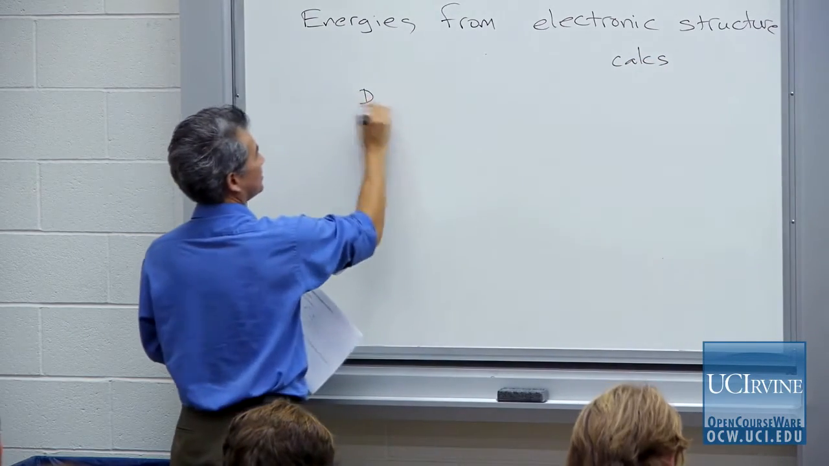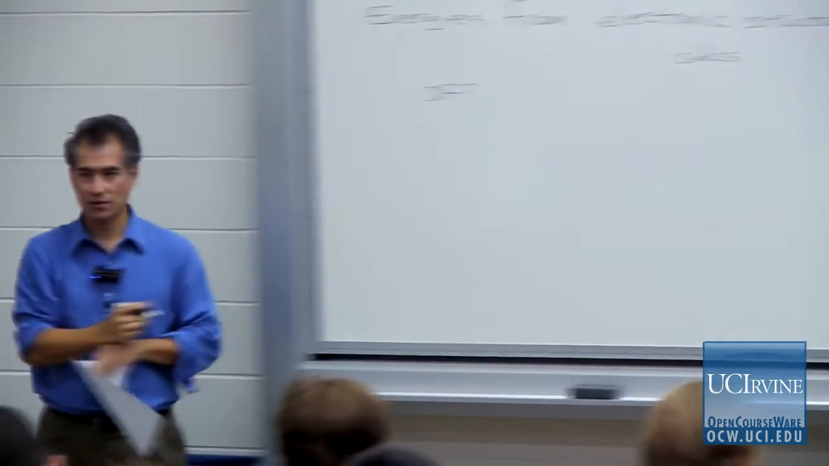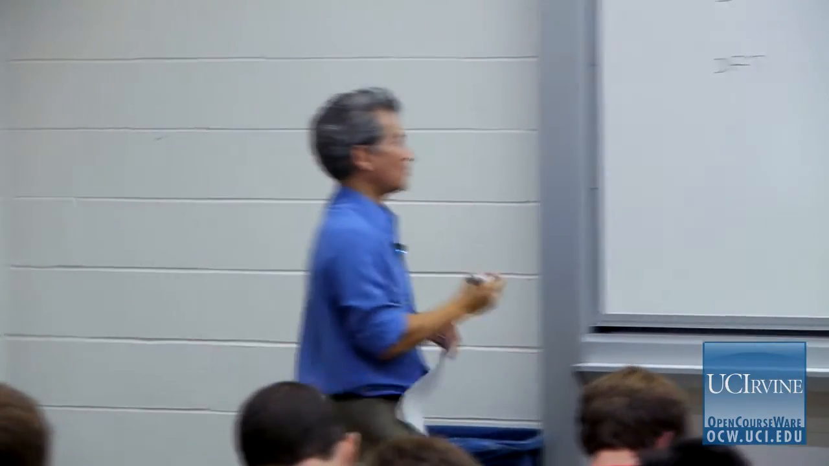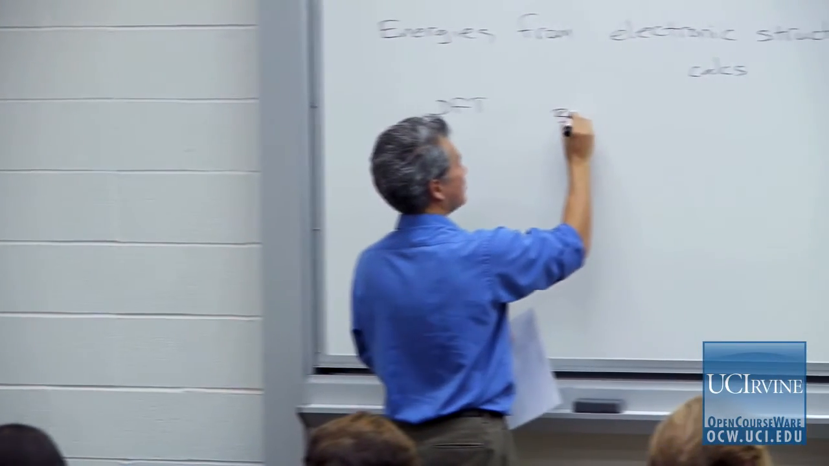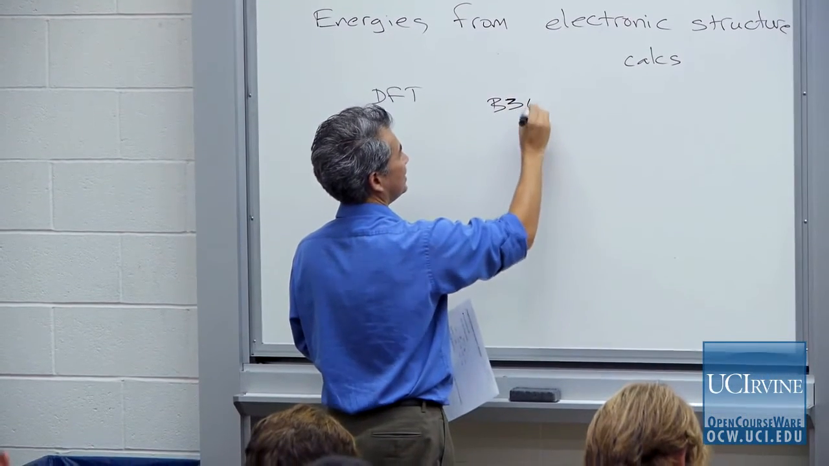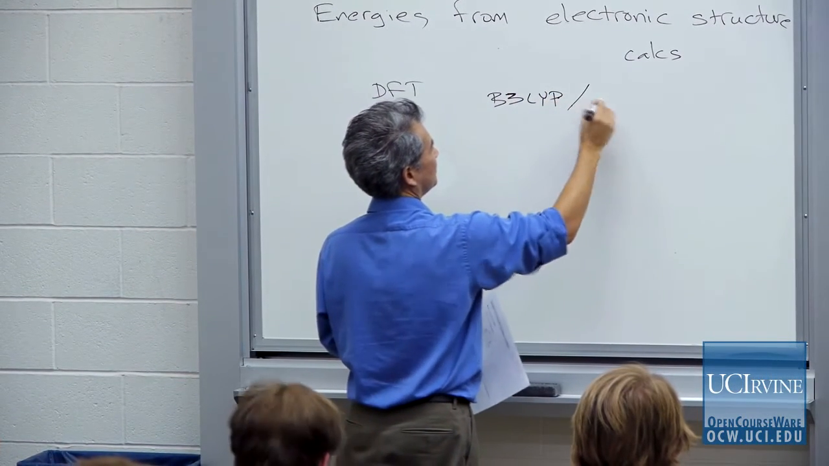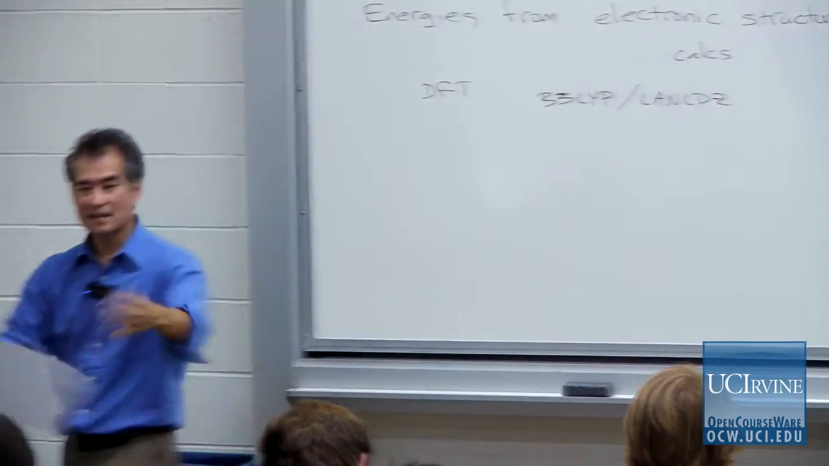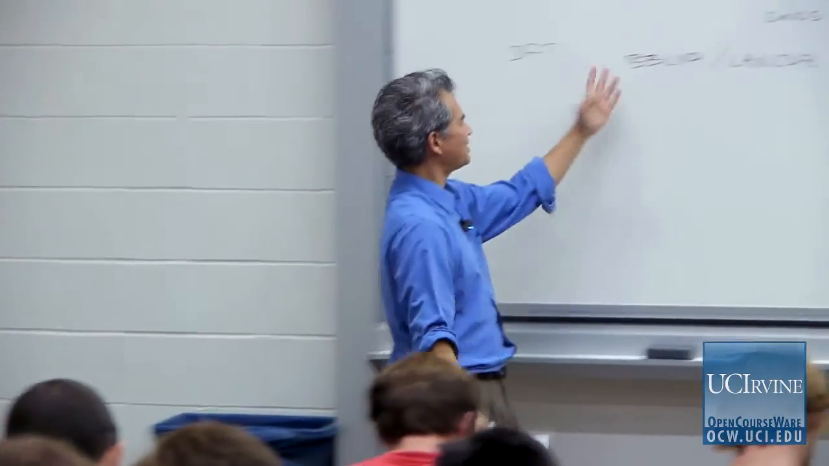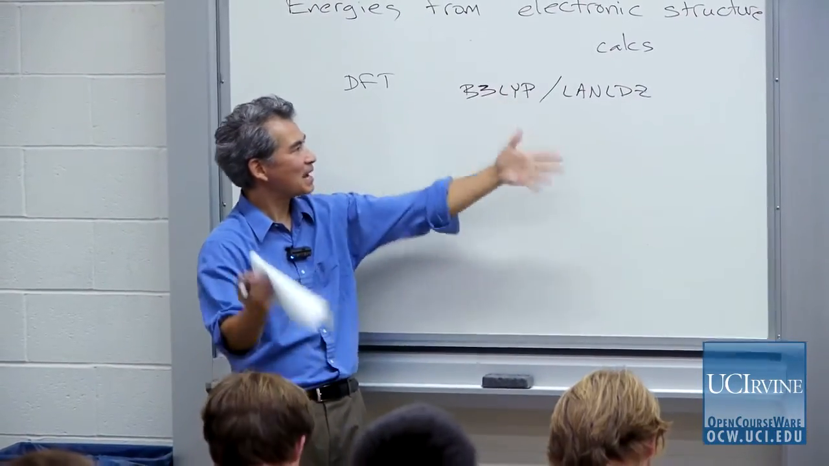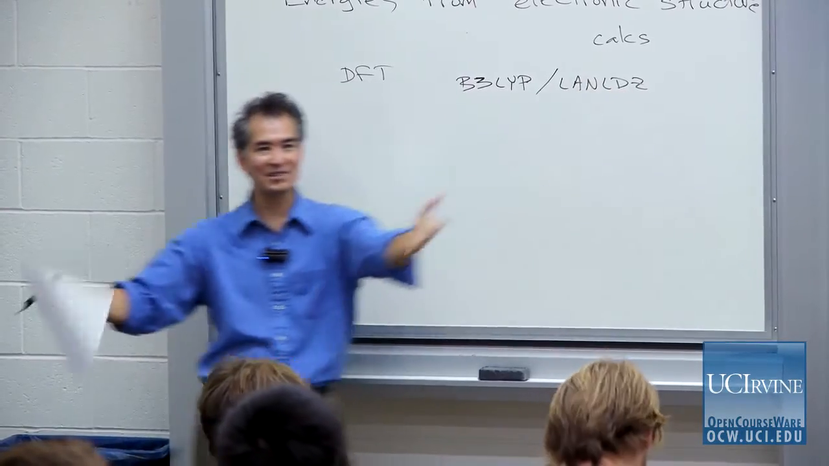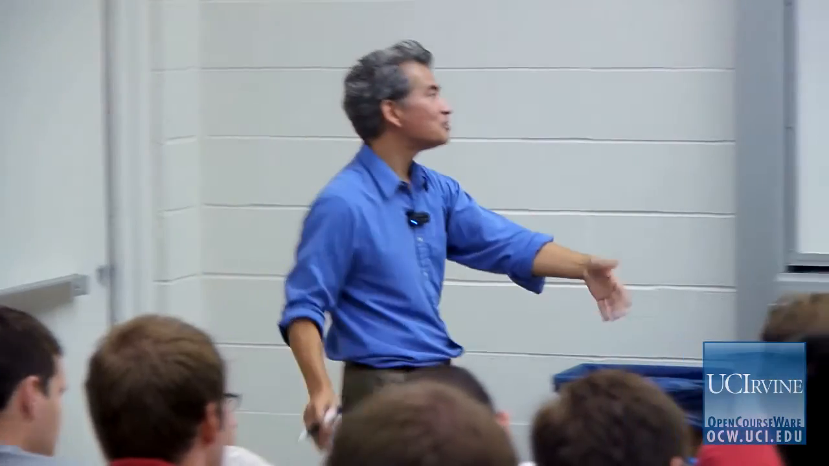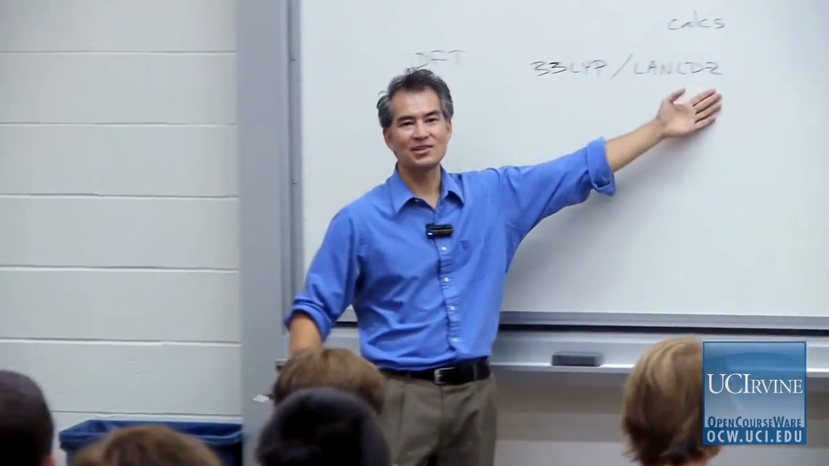So when you hear people use terms like density functional theory, or you see very strange looking things like B3LYP, that means somebody did some density functional theory calculation using Becke's third iteration of the Lee-Yang-Parr functional, using a Los Alamos National Labs basis set. It doesn't matter what the letters are. The general rule is the more letters you see here, the more accurate the calculation is.